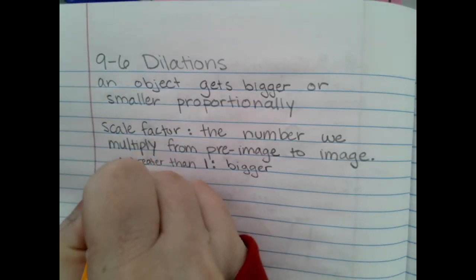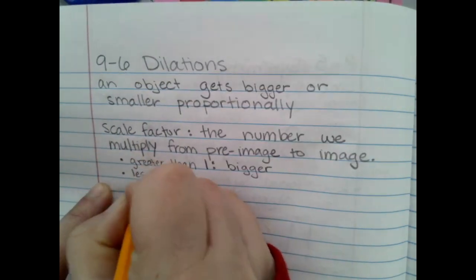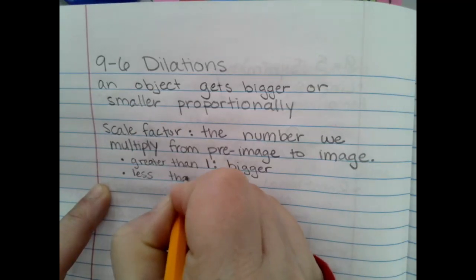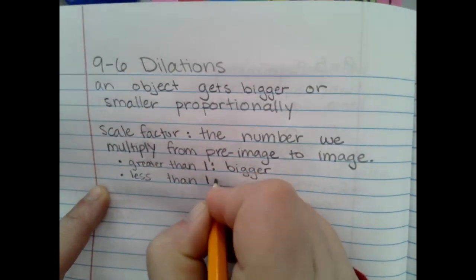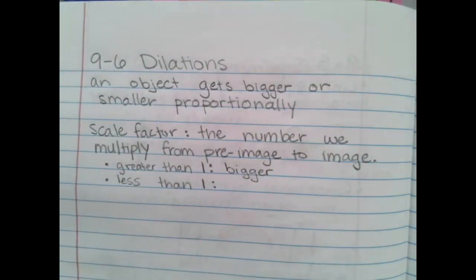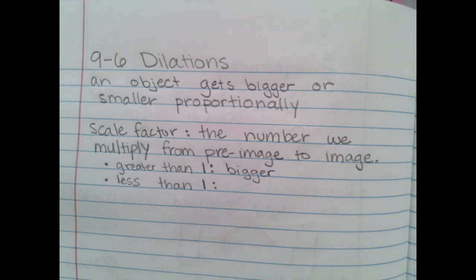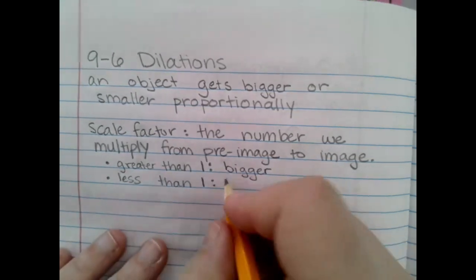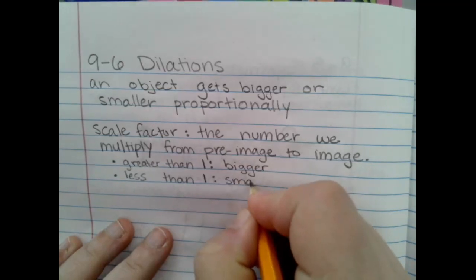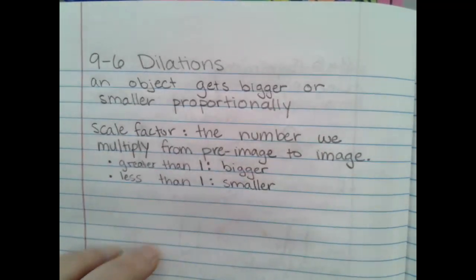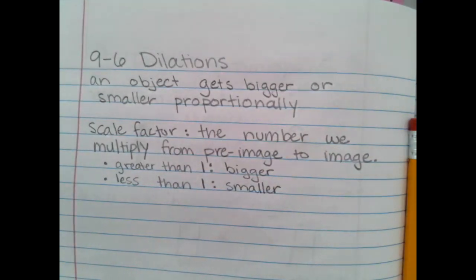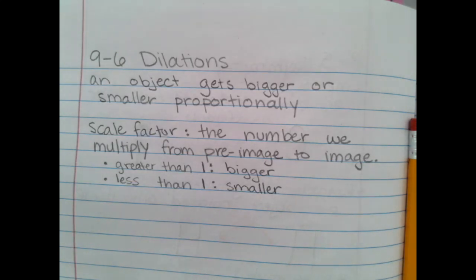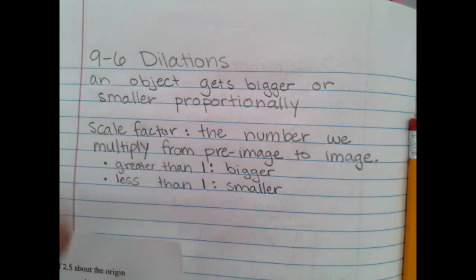And if we're multiplying by a number less than 1, like by a half or by a third, if I take half of something, is it getting bigger or smaller? Smaller, yeah. So that's a good way for us to check our work today. If your number is bigger than 1, it should be getting bigger. If your number is less than 1, it should be getting smaller.